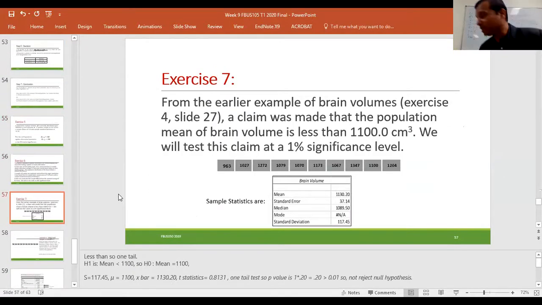So can we write here what is the p-value? How much did we get? 0.20. So the p-value will be 1 times 0.20. Instead of writing 2, we'll write 1 into 0.20. That is 0.20, the same thing without multiplication. Got it?